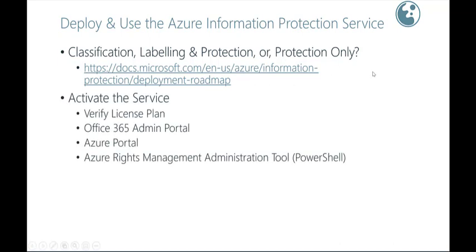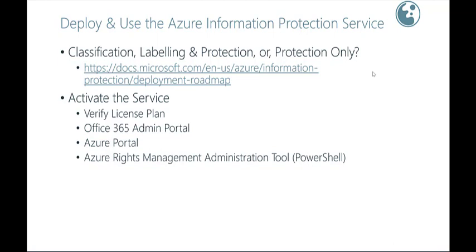To activate the service, first of all, you need to have licenses in your tenant. Some of the Office 365 enterprise subscriptions, for example, give you the opportunity to use protection or the RMS functionality. If you want to use Azure Information Protection with classification and labeling, then you need an Azure Information Protection plan. The plan exists today in Plan 1 and Plan 2 levels.